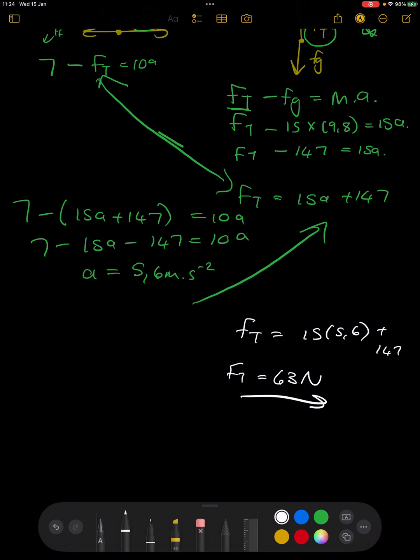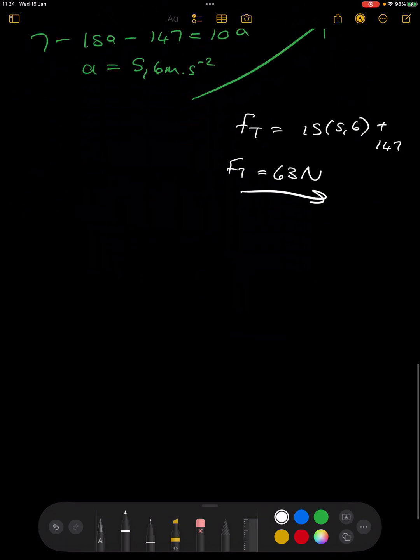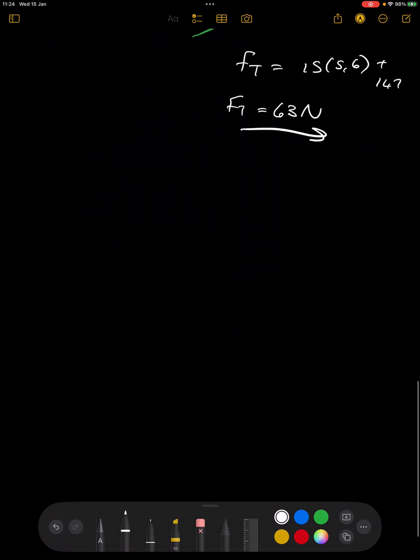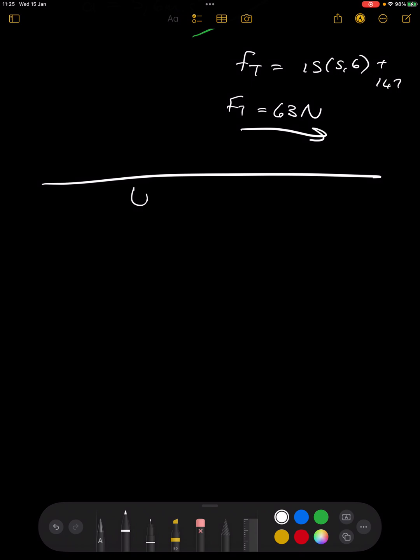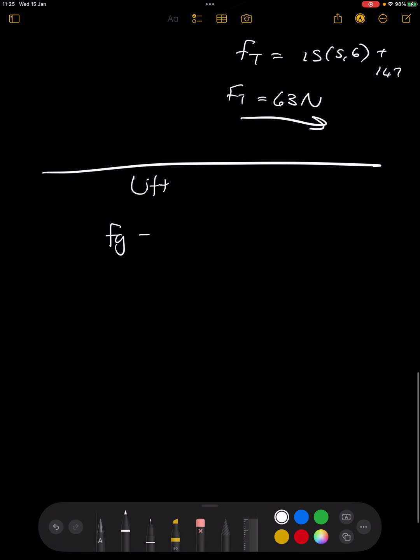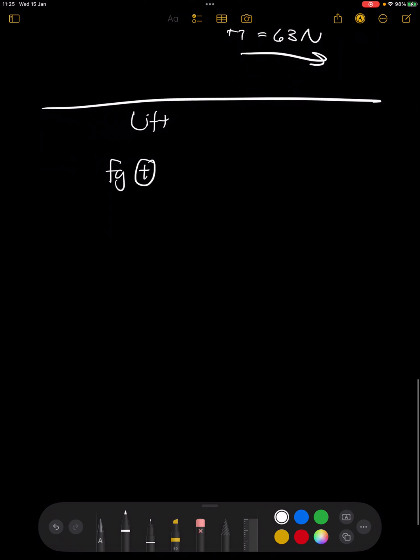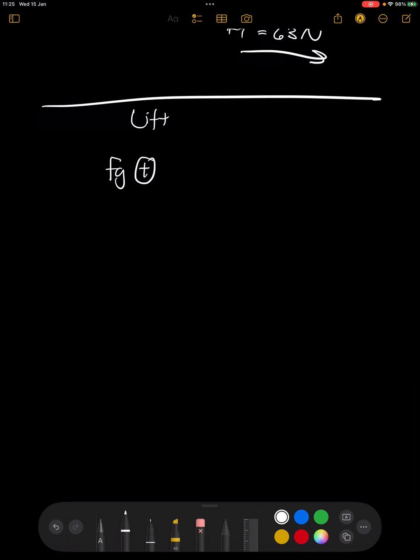Let's quickly go have a look at lift problems. So when dealing with elevator problems, we have to choose the direction of the acceleration as positive. It's just going to make your life a lot easier. So with my lift, I'm going to make my Fg positive. Right. If a lift accelerates upwards, the tension in the cable is going to be greater than the force of gravity. So here we have a lift.